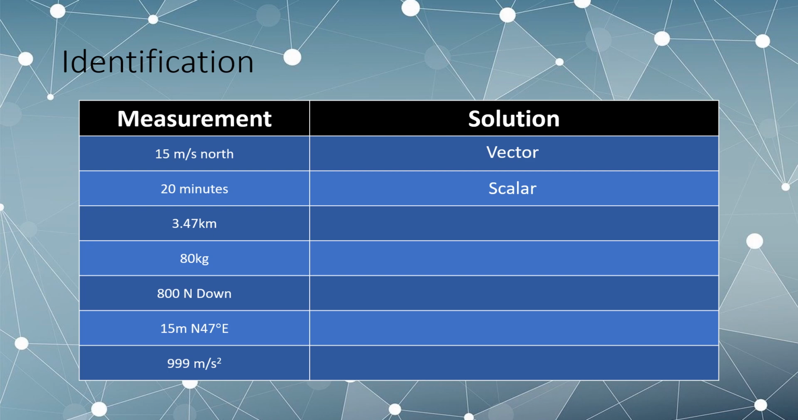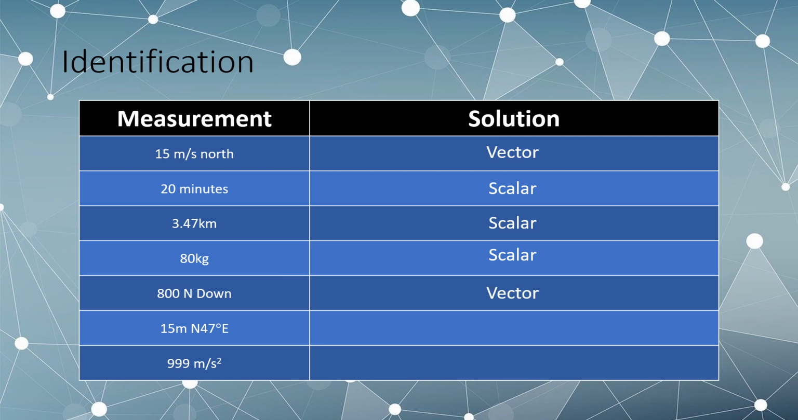Our next one is 3.47 kilometers. Now this could be distance or displacement, as it has some sort of length in meters or kilometers in this case. However, no direction is given, therefore it is scalar. Next we have 80 kilograms. Again, no direction, therefore scalar. Next we have 800 newtons down, N representing newtons in this case. Don't worry if you're not familiar with the letters, it's for different levels for everyone based on what they're working with in science. As it has a direction, however, we can see this is a vector.